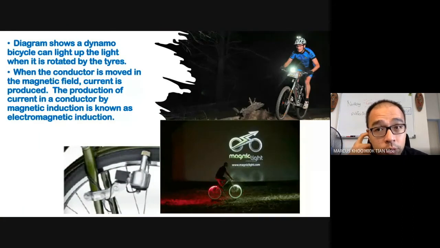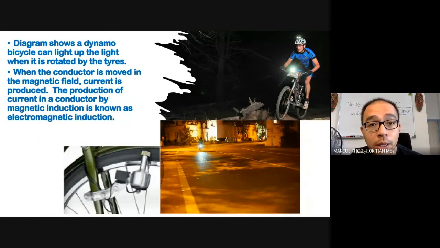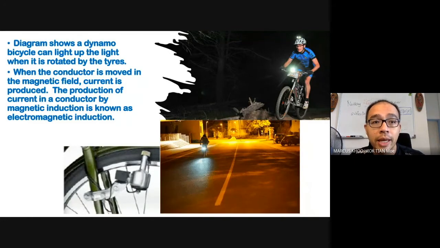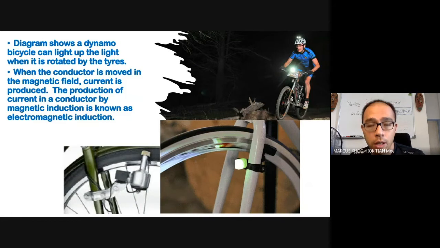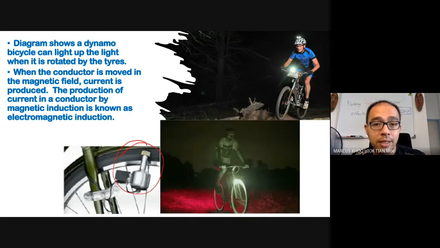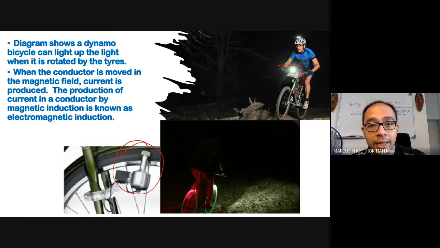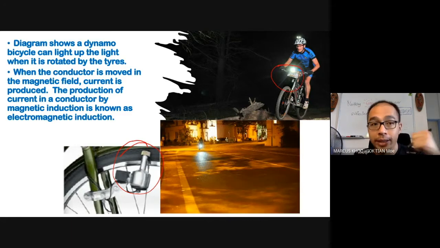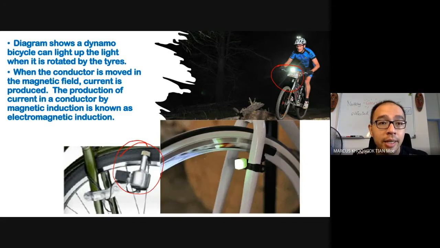So straight wire and a solenoid. One of the uses of electromagnetic induction is our friend the dynamo. The dynamo can light up the light when it is rotated by the tires. Ini dynamo yang kita biasanya lihat pada basikal, and the dynamo can only light up the light as long as the person is pedaling. The moment the person stops pedaling, then the light doesn't shine anymore.